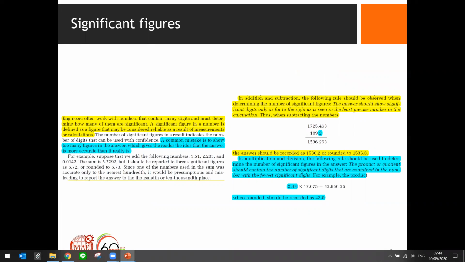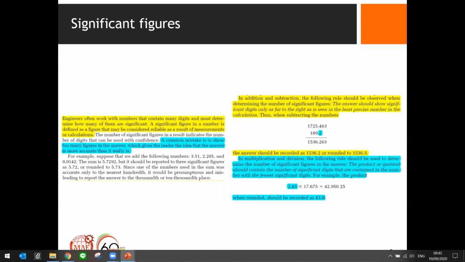Okay, this is the thing about the units, and I really hope that you find it interesting. And the next topic about the calculation is the significant figures. This is how we place our answer precisely.